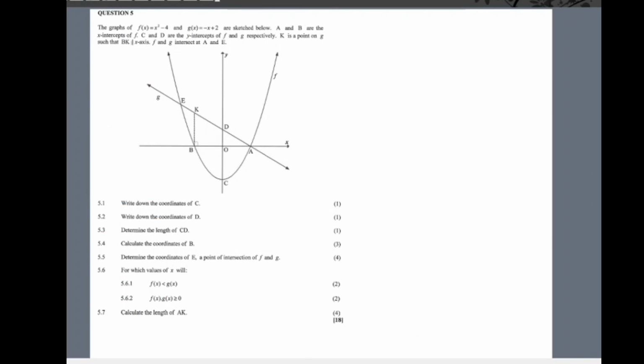Hello. So kule video sizokwenza enye i-discussion yama-functions, right? So sizobheka i-past paper 2016 for grade 10, right? So lapha mwami ngino question 5, and then bathi the graphs of f and g are sketched below.